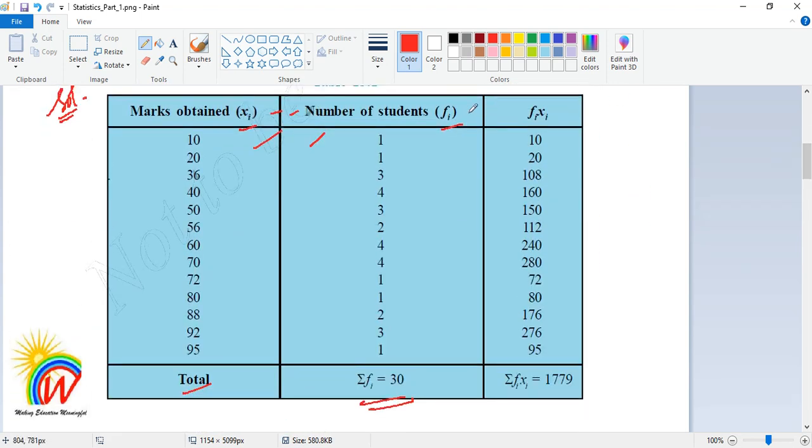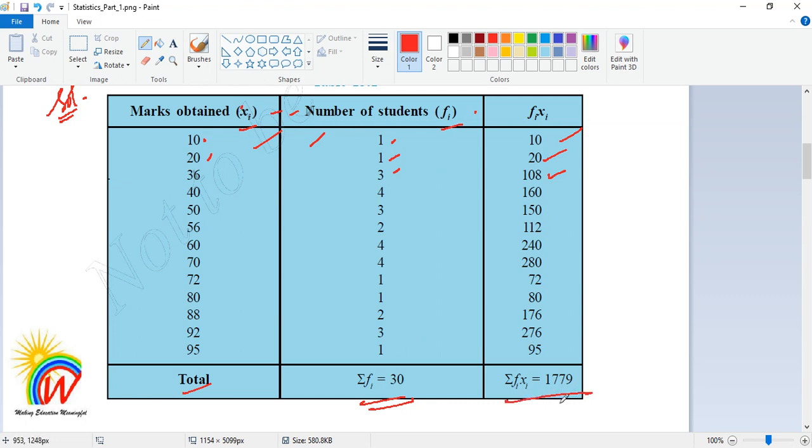Now fi xi, you have to multiply these two. So 10 into 1, 10. We are going to add these finally. How many times are we supposed to add 10? Only 1 time, because only 1 student has scored 10. 20 is supposed to be added once, so 20. And the 36 is supposed to be added 3 times, so you multiply 36 by 3, you get 108. This way you multiply each and everything, xi into fi, and you add them.